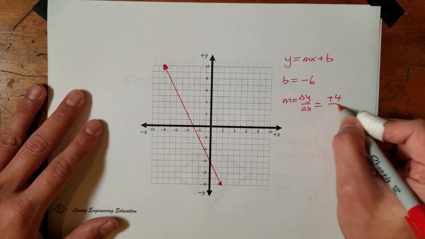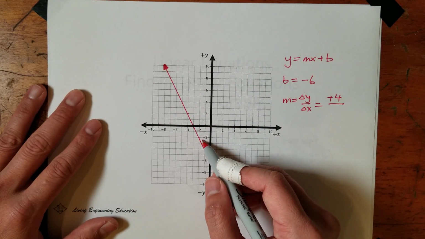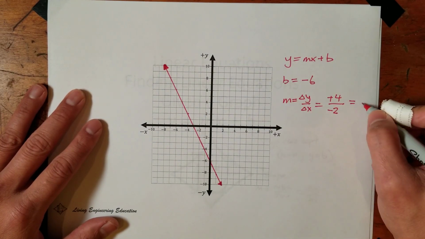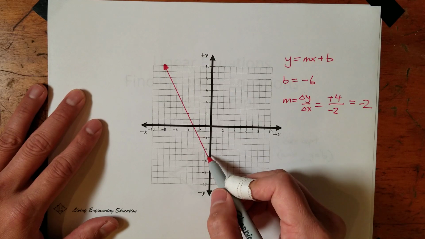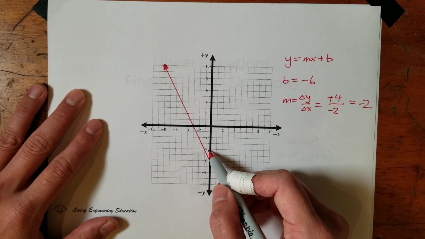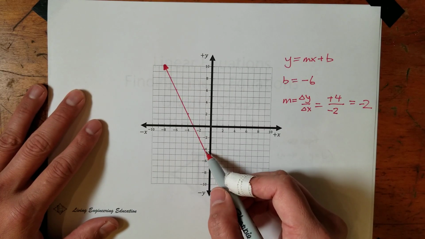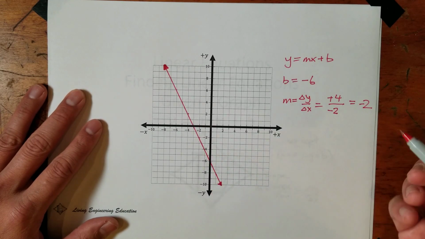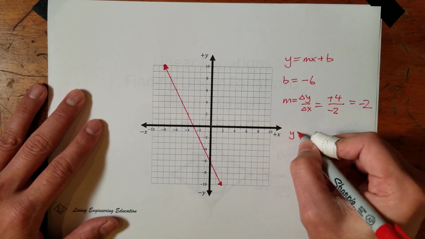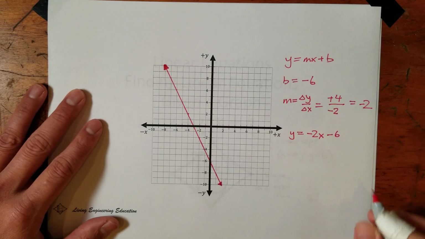So +4 because it's going up. And now to go to the left, so it'll be a negative value, 1, 2. So this gives me -2. I could have gone up 2, 1, 2, and then to the left 1. So I could have done +2 for delta y and -1 for delta x. You see that you get the same value for the slope regardless of what you choose. So this equation gives me y equals -2x minus 6.